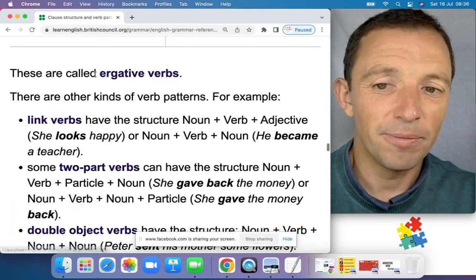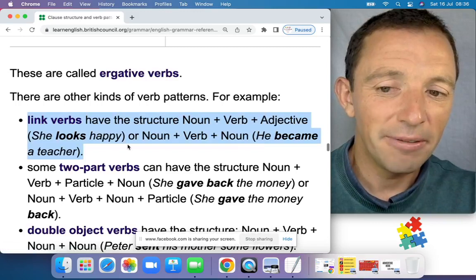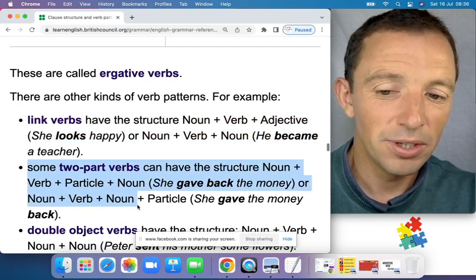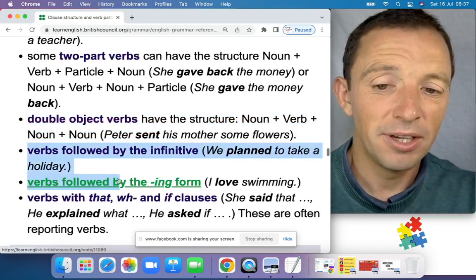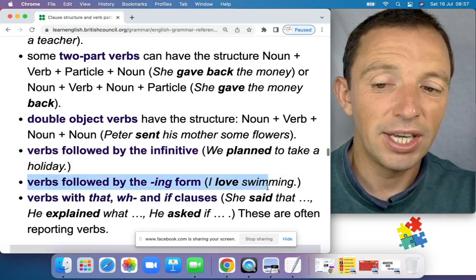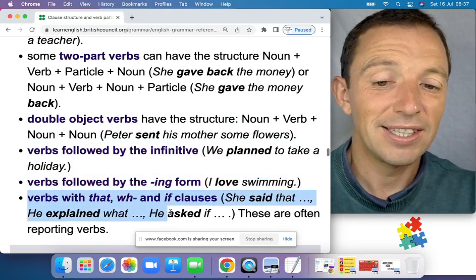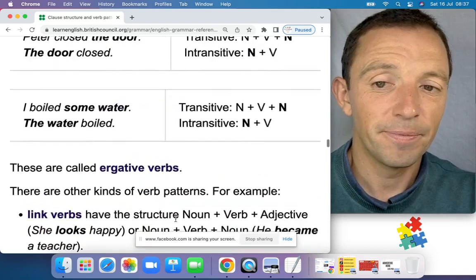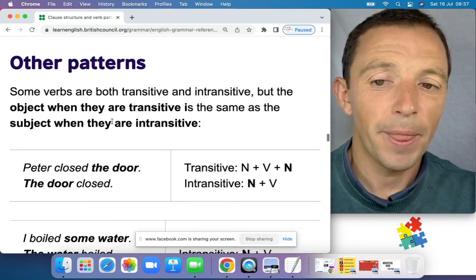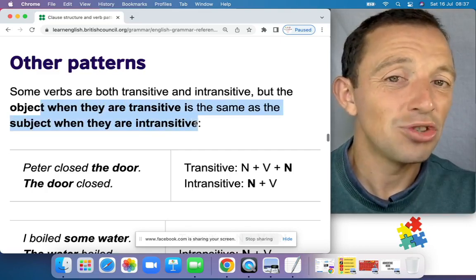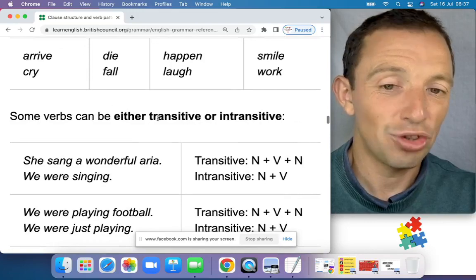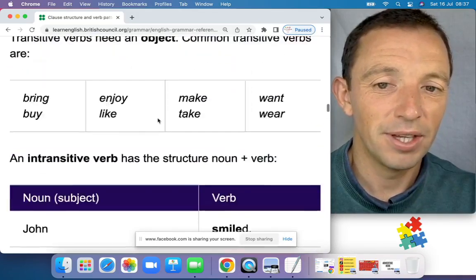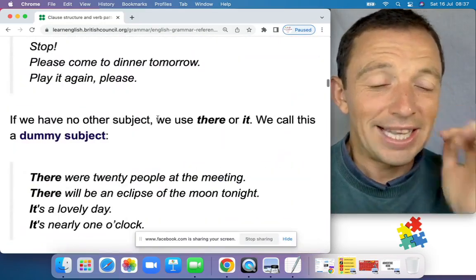So we saw ergative verbs, link verbs, two-part verbs, double object verbs, verbs followed by the infinitive, verbs followed by the ing, and verbs with that, wh, and if. We also saw ergative, transitive, and intransitive together. And we also saw the definition of transitive and intransitive verbs. And that is the topic for today.